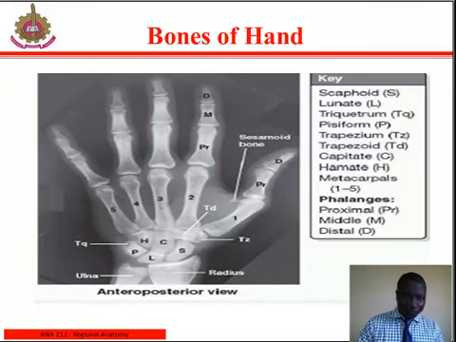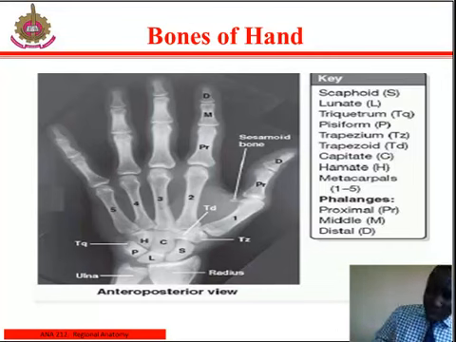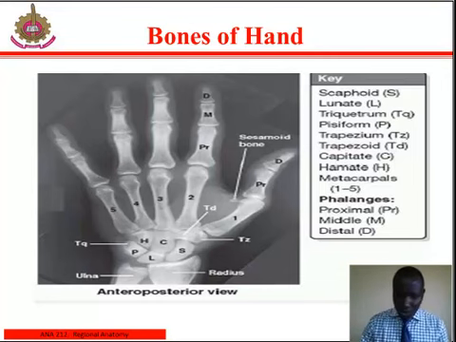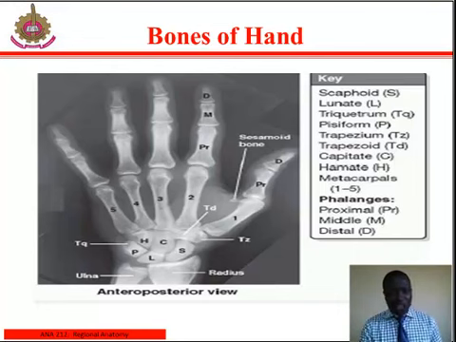Then we have the triquetrum, a pyramidal bone on the medial aspect of the carpus, and we have the pisiform, a small pear-shaped bone that lies on the palmar surface of the triquetrum. Then the distal row of carpals: their proximal surfaces articulate with the proximal row of carpals, and their distal surfaces articulate with the metacarpals.